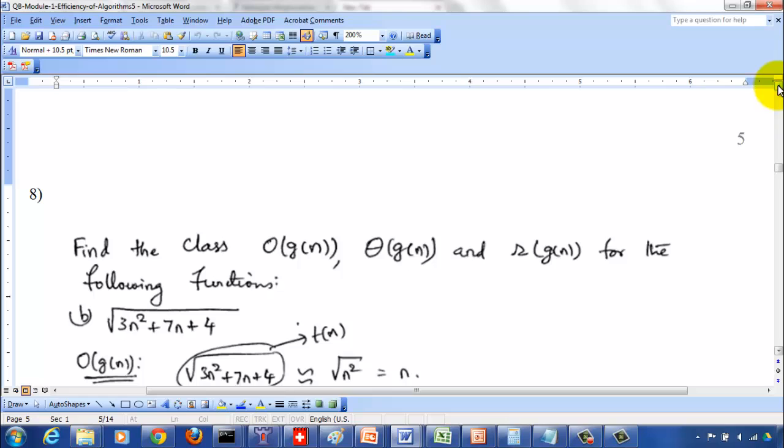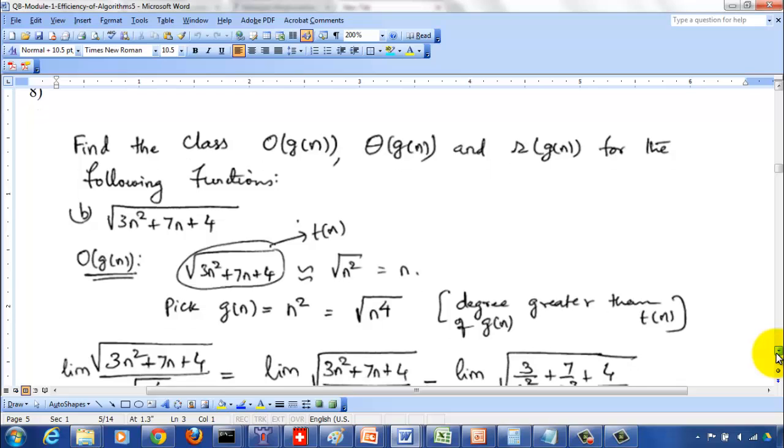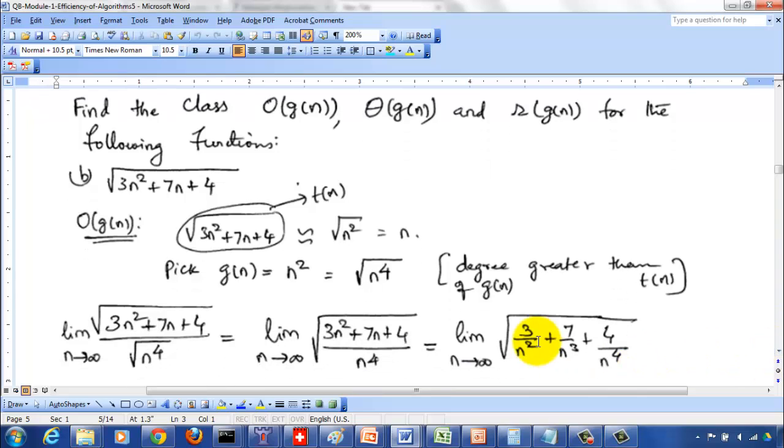So it's going to be big omega of n raised to 10. Okay, so same thing with this. Square root of 3n square plus 7n plus 4 is equivalent to square root of n square, so it's n. So if you want to find big O, let's choose n square to be your big O, g of n. So n square can be written as n to the power 4.